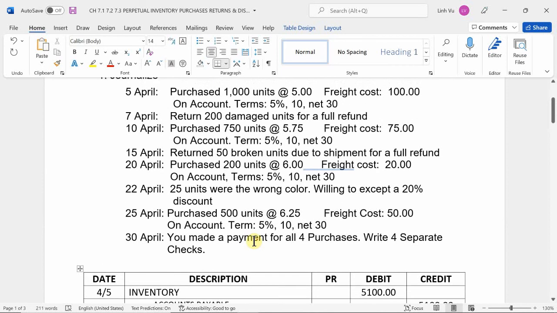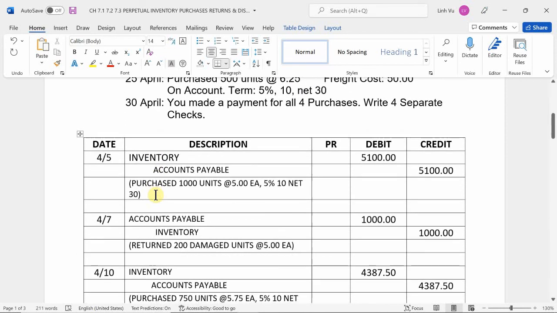So then on April 22nd, 25 of the units were the wrong color, and we are willing to accept a 20% discount. Somehow the vendor sent me 25 units that are different colored, convinced us that we can still keep and sell them, but they will give us a 20% discount because they sent the wrong item. And of course, we were willing to accept. So how am I going to journalize this?